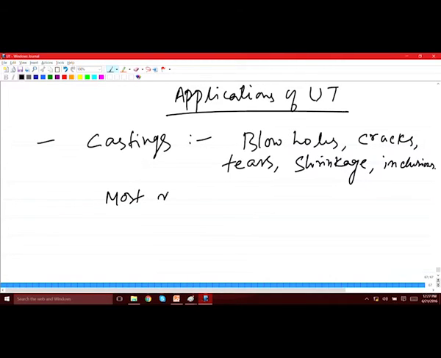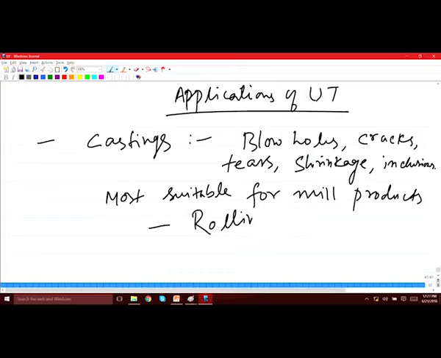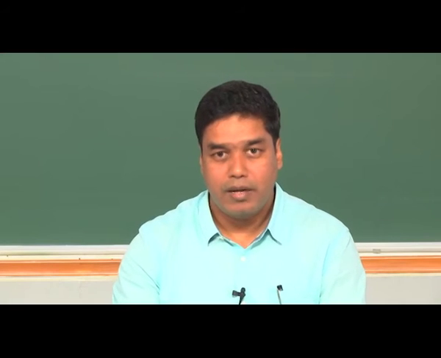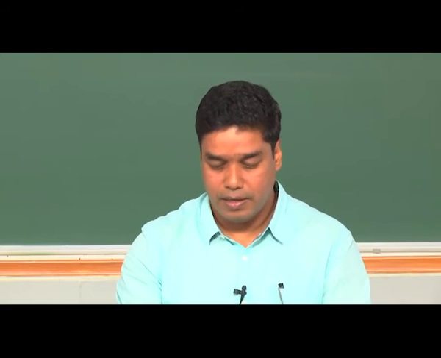But ultrasonic testing is most suitable for mill products which are given some kind of shape by a metal forming process like rolling, forging, extrusion and so on. So, these are called the milled product. So, the defects that you encounter during these metal forming processes such as rolling, forging and extrusion, those kind of defects can be easily inspected by ultrasonic testing.